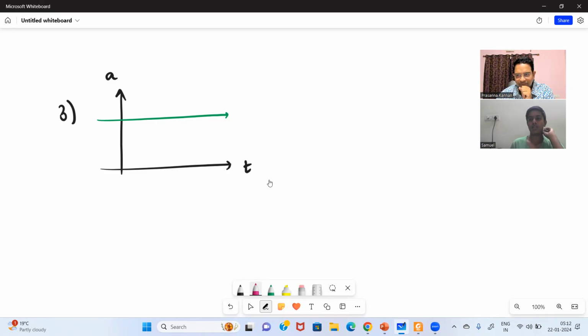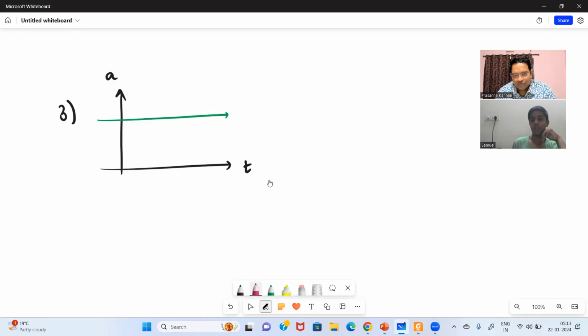When acceleration is equal to 0 and velocity equals 0. If velocity is 0, body is not moving. Body is at rest. What is uniform motion? Where velocity won't change. Velocity is constant, not 0, right? When velocity is constant, then acceleration will be 0. That is uniform motion, right? So is this uniform motion? No. So what is it?